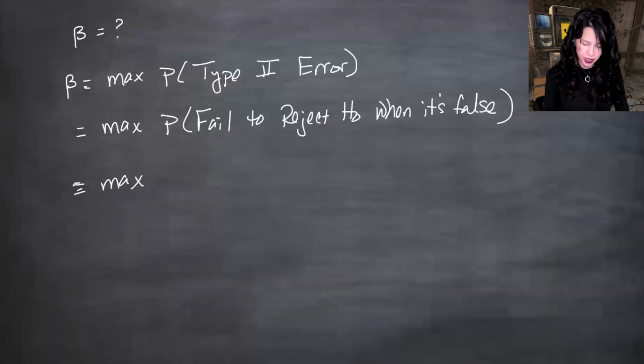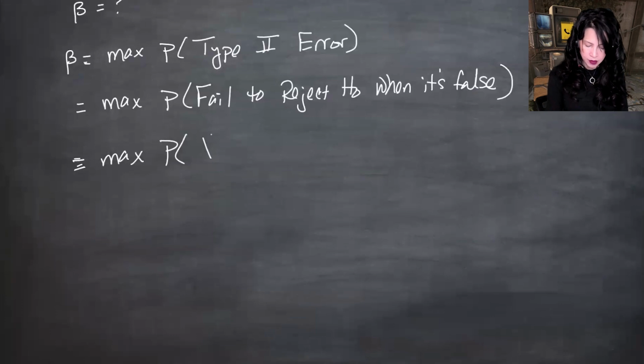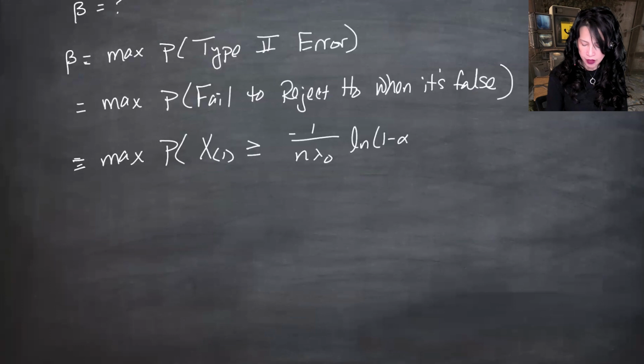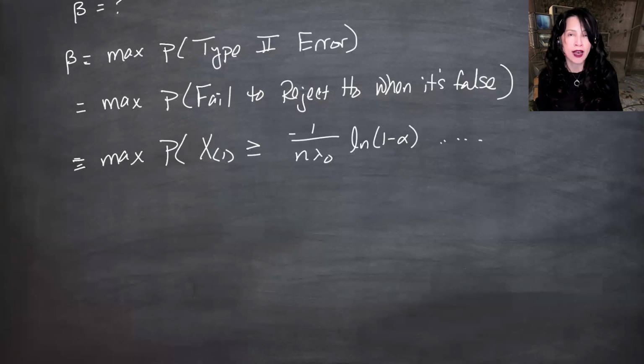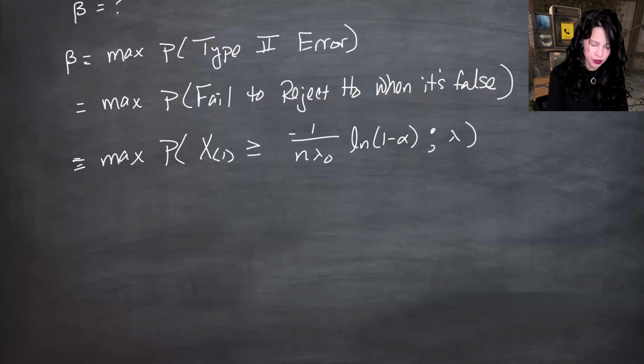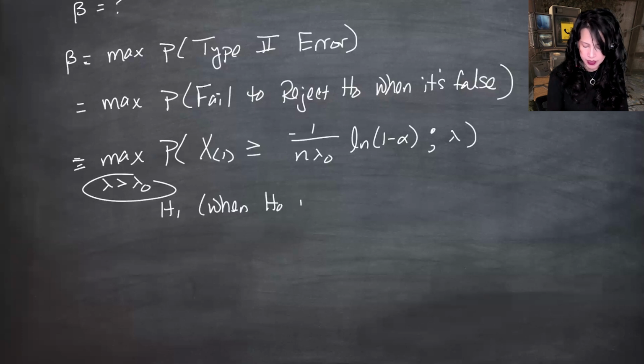So we're going to fail to reject when the minimum is greater than or equal to -1 over n lambda naught log 1 minus alpha. And when it's false really literally translates to when lambda is greater than lambda naught. But I'm going to tie up the false with the maximum. So I'm going to say when the parameter is lambda, and then we're going to look at all lambda greater than lambda naught. So this is H1, and this is when the null hypothesis is false. That's the region we should be looking at.